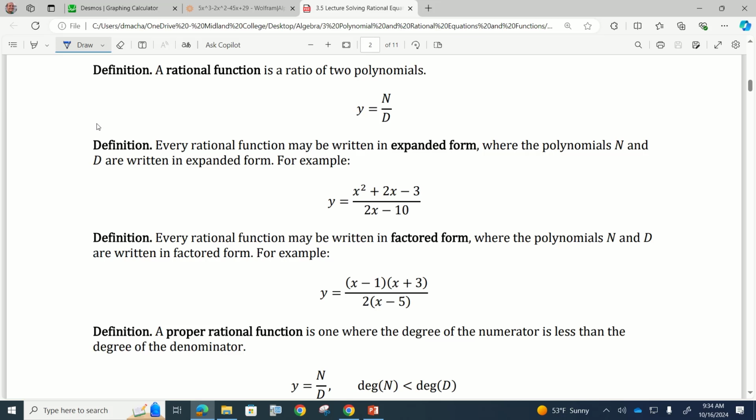Every rational function can be written in expanded form, but this is very straightforward. It just means that the numerator polynomial is in expanded form, and the denominator polynomial is in expanded form. So you can probably guess every rational function could be written in factored form. That just means the numerator is written in factored form, and the denominator is written in factored form.